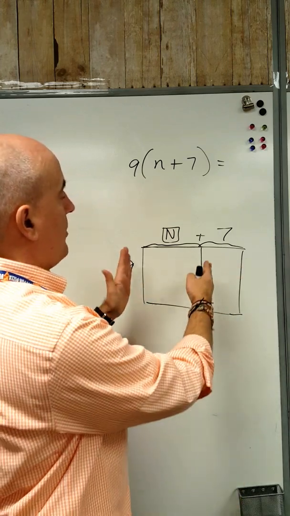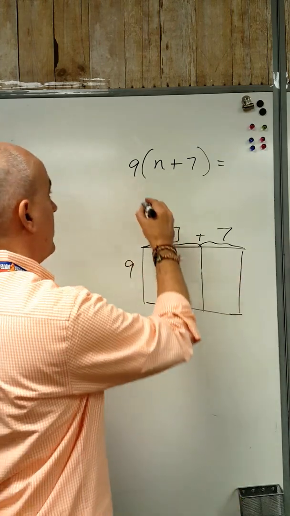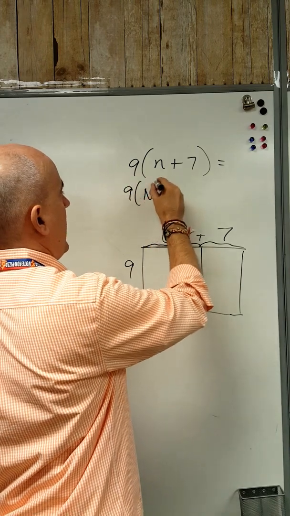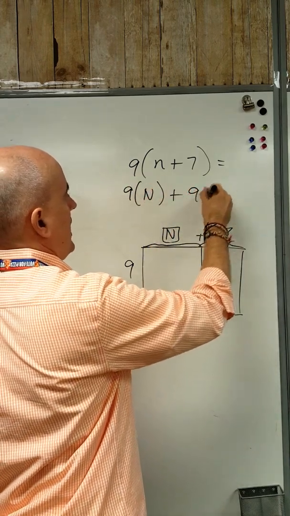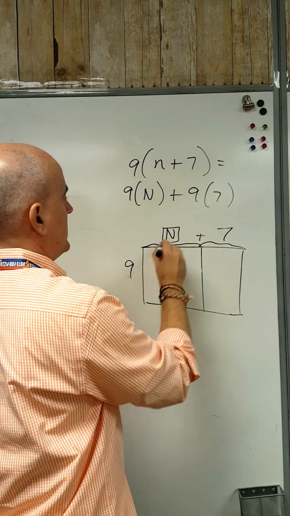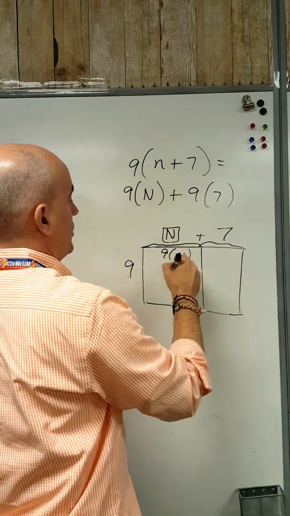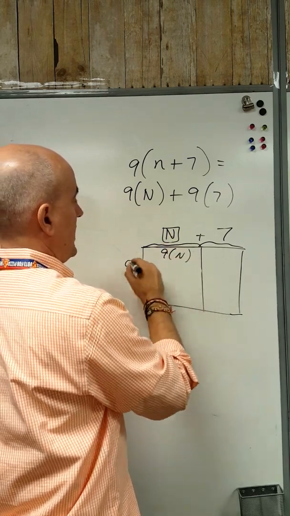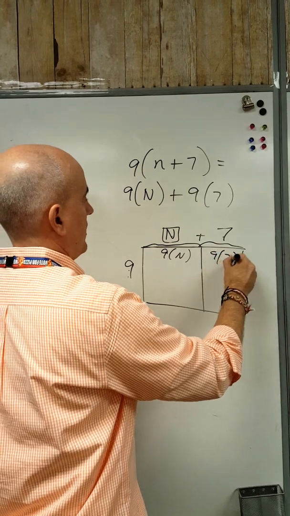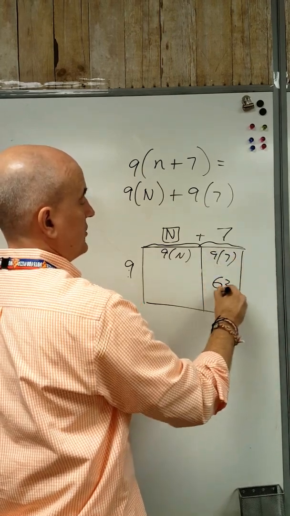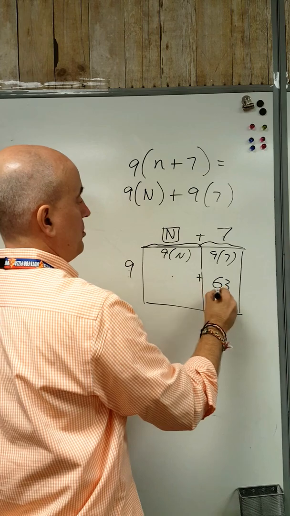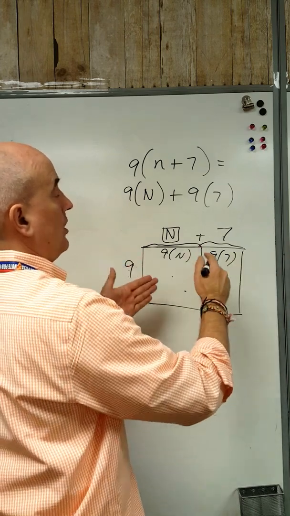Another way would be to talk about the 2 pieces and add those pieces together. So it could be 9n plus 9 times 7, right? Because 9 times n would give us the area of this piece, and 9 times 7 would give us the area of this piece, which is 63. And if I add these two pieces together, it's the same as the whole together.